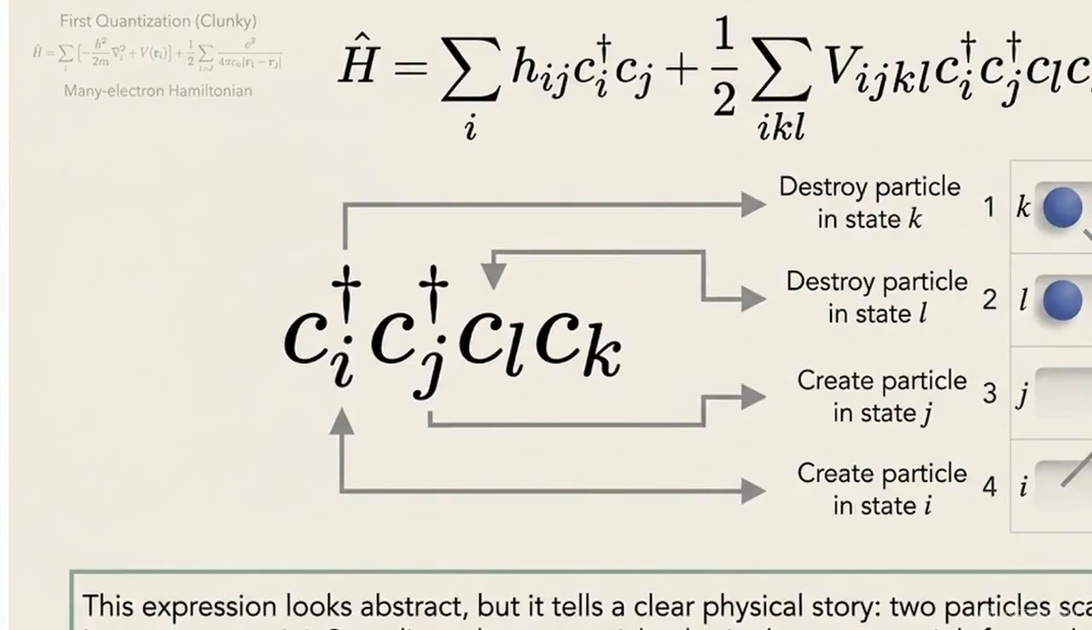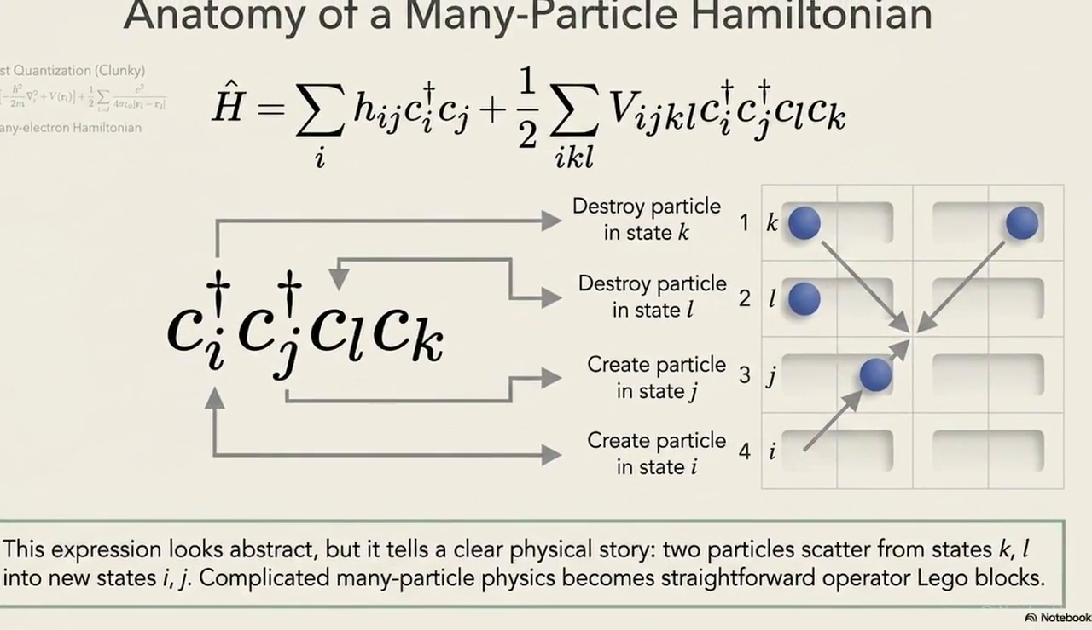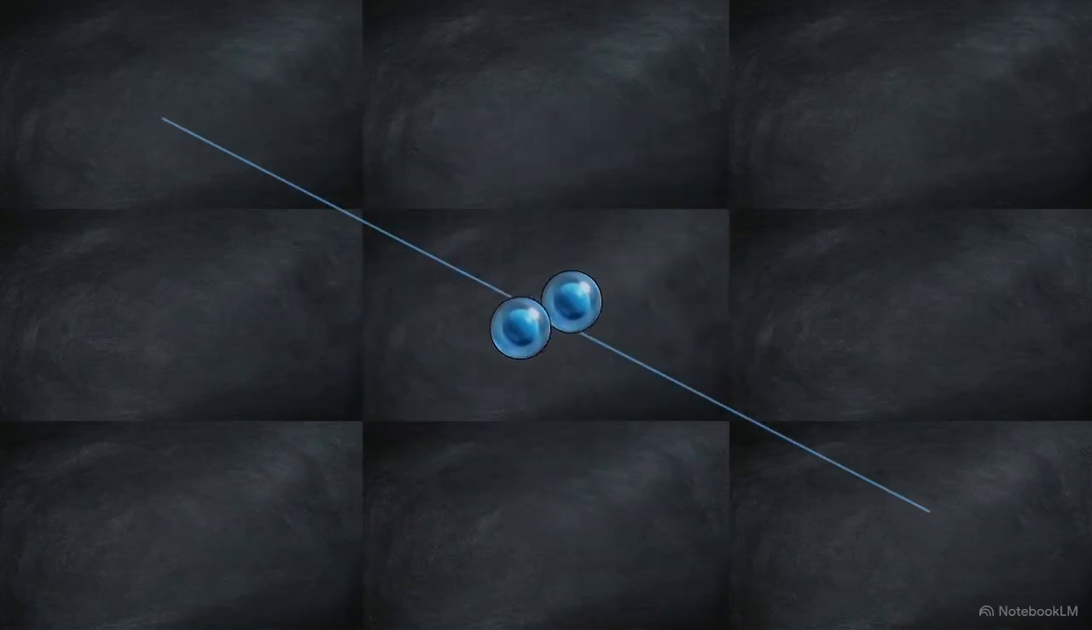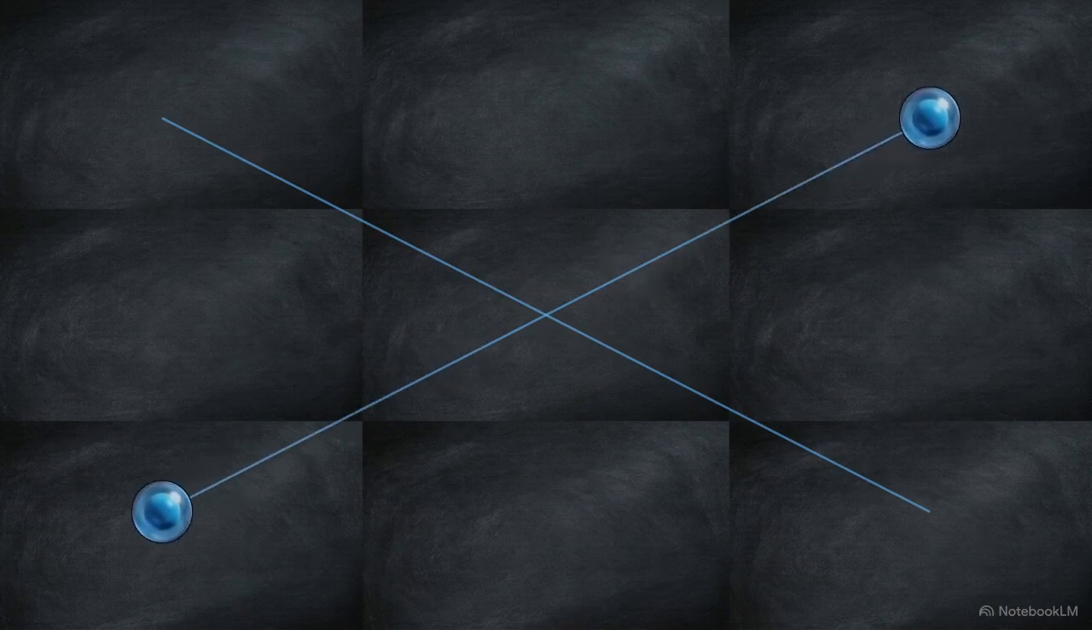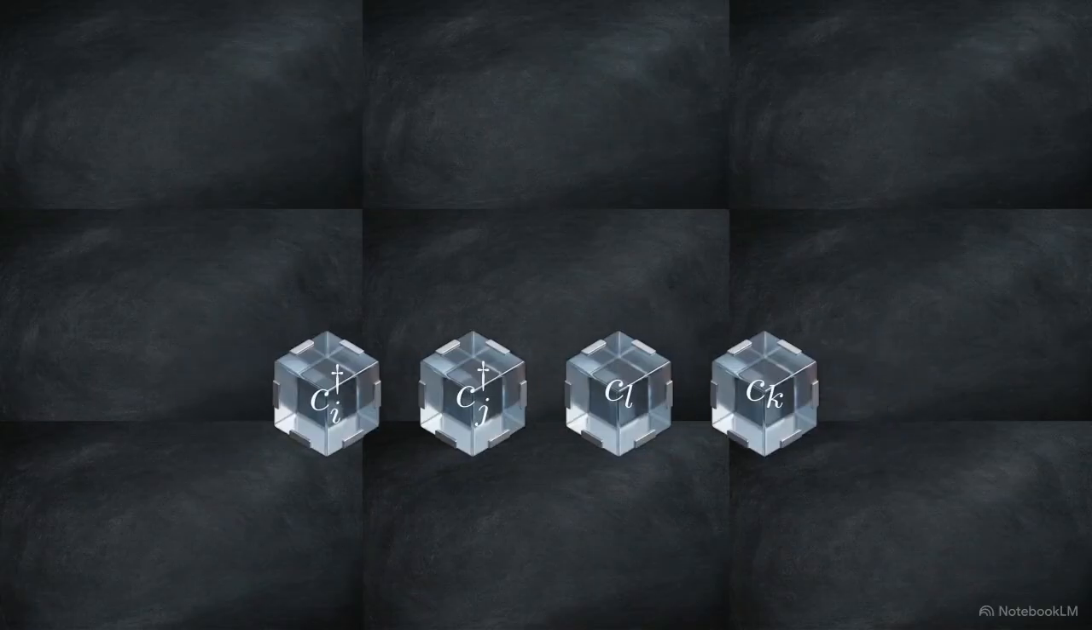On the right, 2 annihilation operators eliminate 2 particles from their current momentum states, labeled K and L. Immediately on the left, 2 creation operators birth those 2 particles back into existence in brand new states, labeled I and J. Taken together, this string perfectly describes a scattering event. 2 particles approach each other, interact, and bounce off into new trajectories. Complex mathematical integrals have been replaced by modular, logical building blocks.